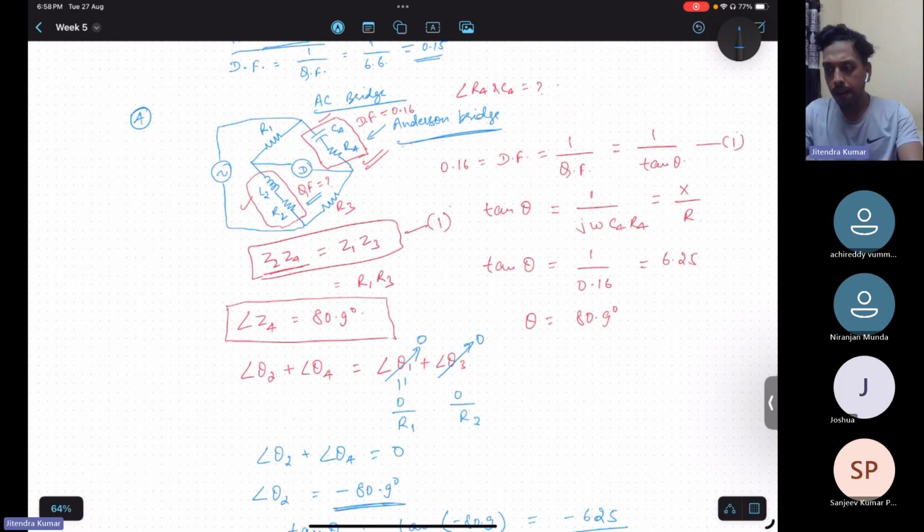Those kind of circuits are a bit tricky, where you need to simplify it with delta to star conversion and star to delta conversion. So let us see those circuits, what kind of circuits there are and how to solve them. But any doubt related to week 5 assignment we can discuss, because I have already solved and discussed all those problems.